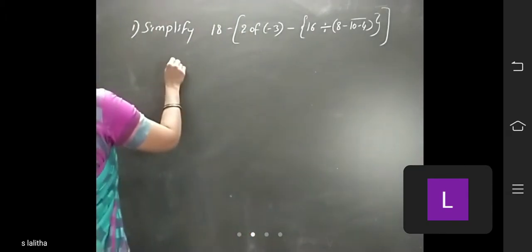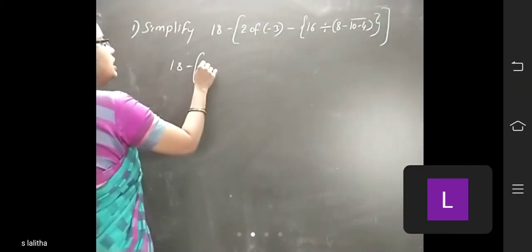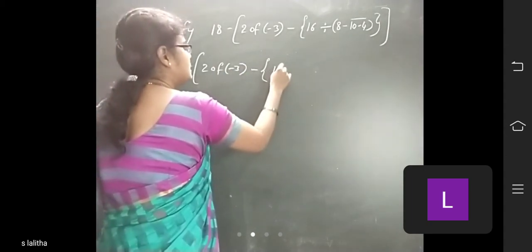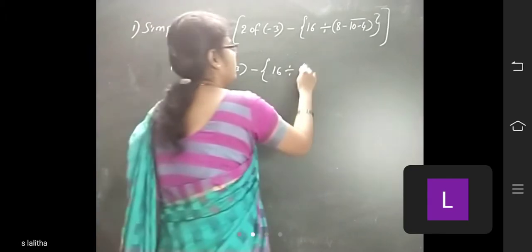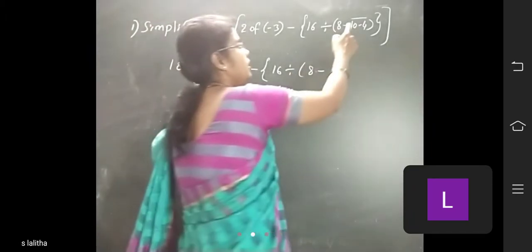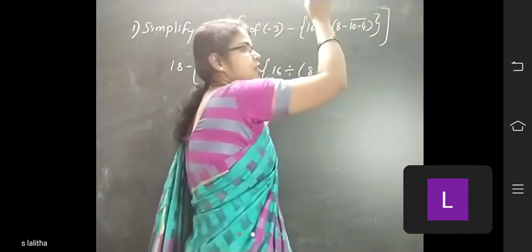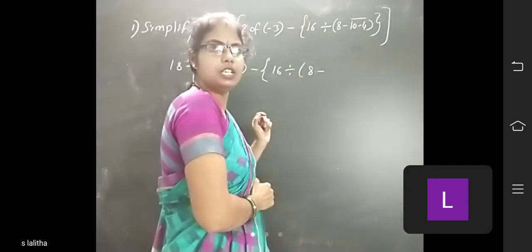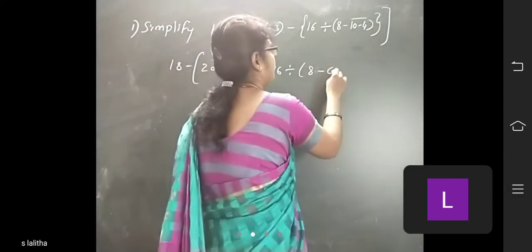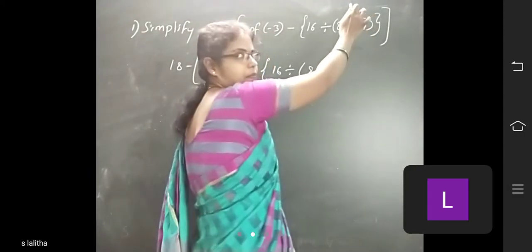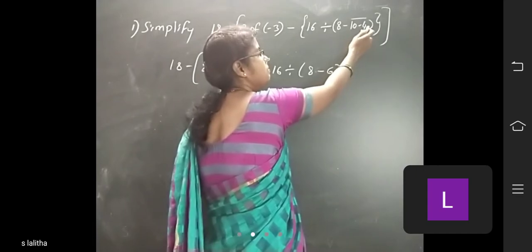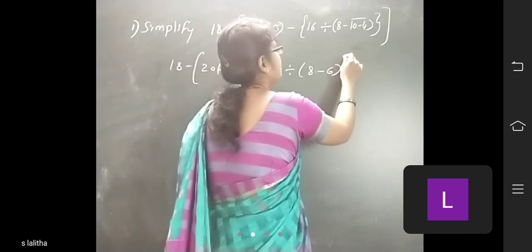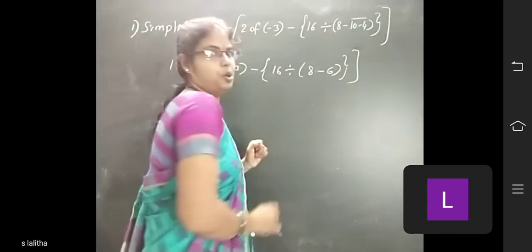So 18 minus [2 of minus 3 minus {16 divided by (8 minus ...)}]. First you should remove this vinculum, so do this one first: 10 minus 4. 10 minus 4 how much? 6. So the vinculum will be removed.